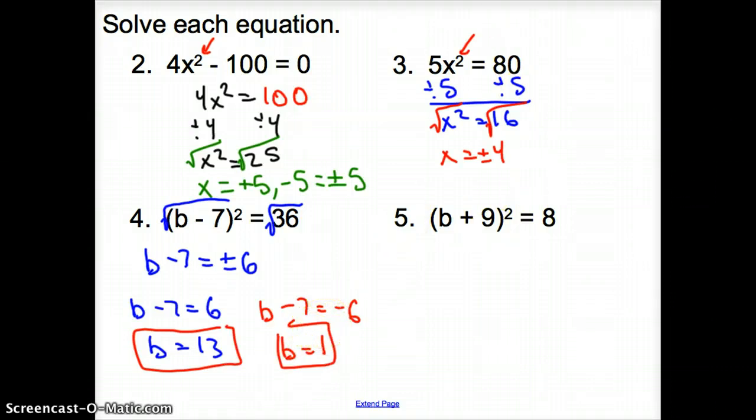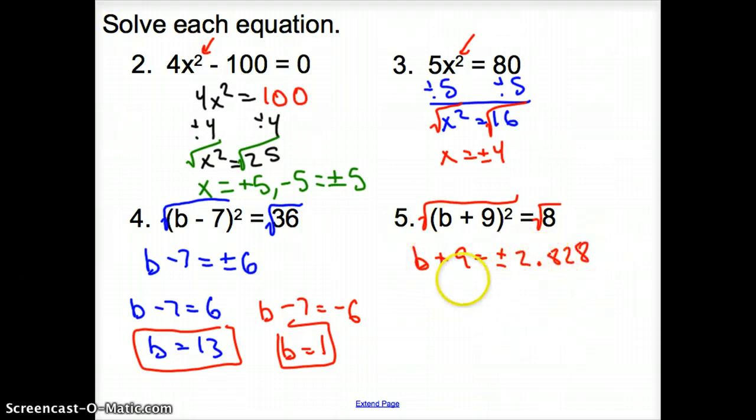Next with 5, again we have a quantity squared, and that equals 8. The quantity is all by itself, so we can square root both sides, leaving me with b plus 9. That equals, now it's not 4 because we're square rooting 8. What times itself gives you 8? And that's plus minus 2.828 after you type it into your calculator.